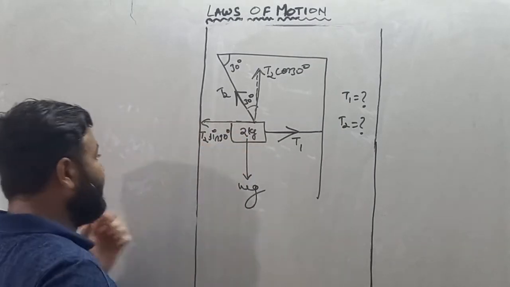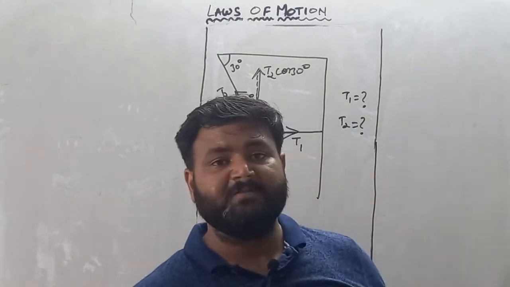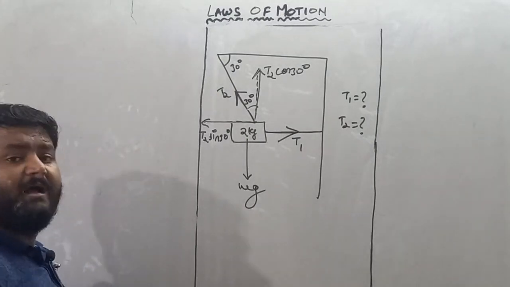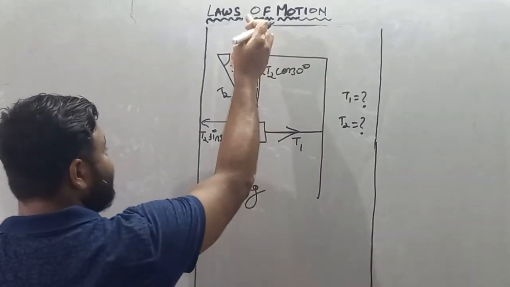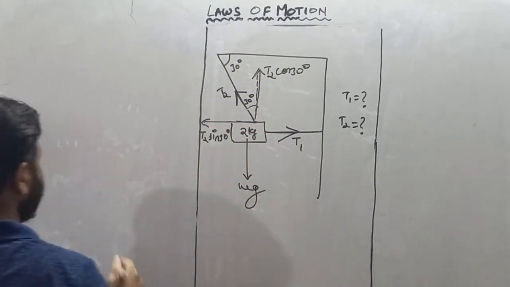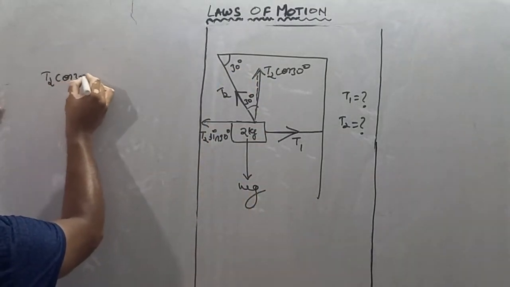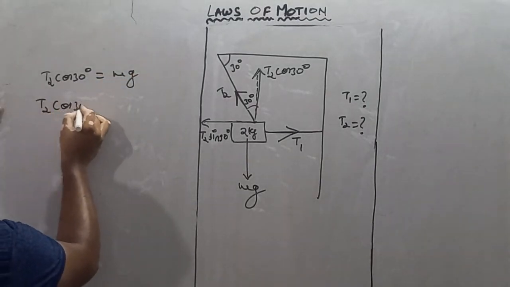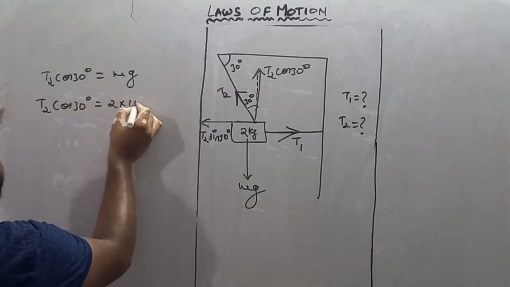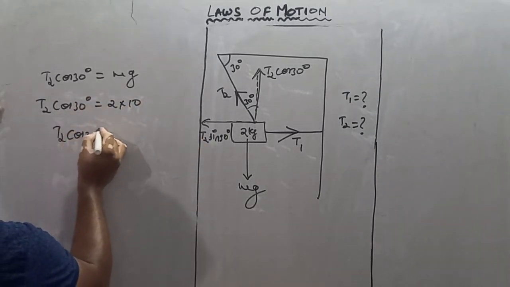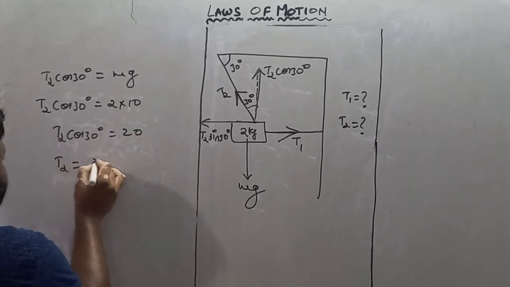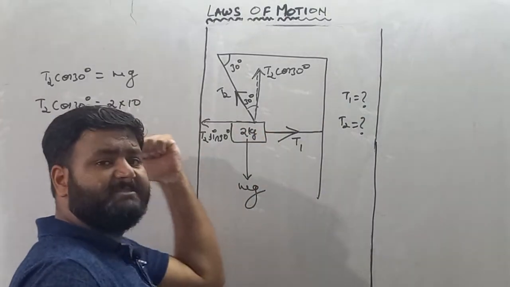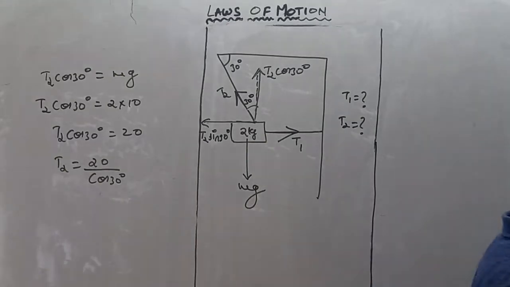Now, in the question they are saying the system is in equilibrium. So if the system is in equilibrium, it implies opposite forces are equal in magnitude and opposite in direction. So T2 cos 30 is on the upward side and mg is on the downward side. So we'll write T2 cos 30 must be equal to mg, which means 2 into 10. So T2 cos 30 must be equal to 20. So T2 must be equal to 20 by cos 30. Similarly, T1 must be equal to T2 sin 30 because the system is in equilibrium.